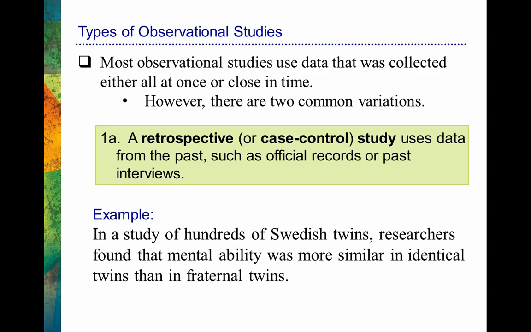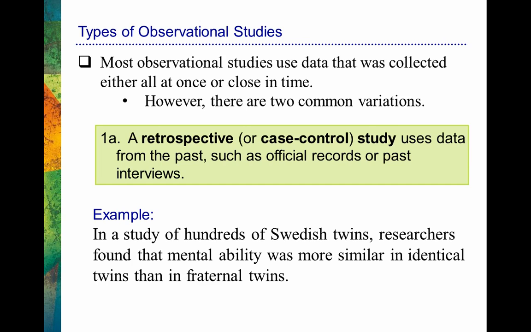In a study of hundreds of Swedish twins, researchers found that mental ability was more similar in identical twins than in fraternal twins. This is a common finding, that identical twins, who are essentially genetic clones, tend to have more characteristics in common than fraternal twins, who are brothers and sisters just like any other brothers and sisters. They were just born at the same time.